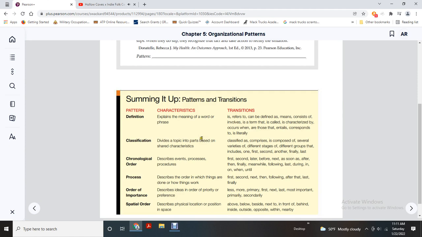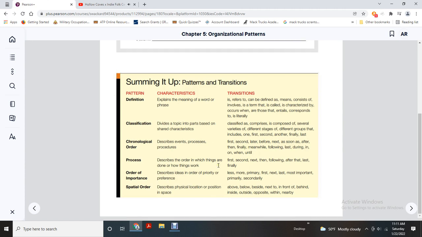Classification divides the topic into parts based on shared characteristics. It explains that a classification is composed of several different groups, and includes transitions like one, first, second, another, finally, and last. Chronological order describes events, processes, and procedures. The transition words will be first, second, later, before, next, as soon as, after, finally, then, meanwhile, following, last, during, in, one of the, when, and until.